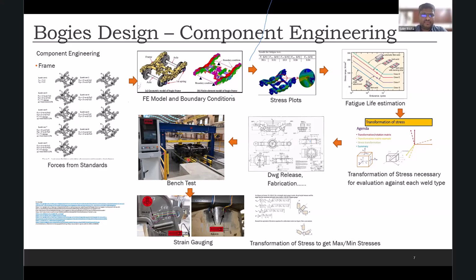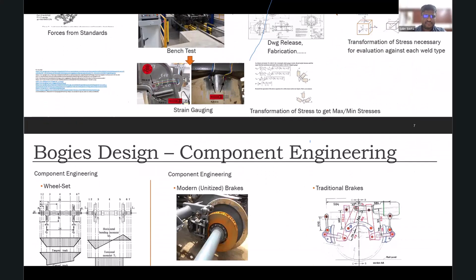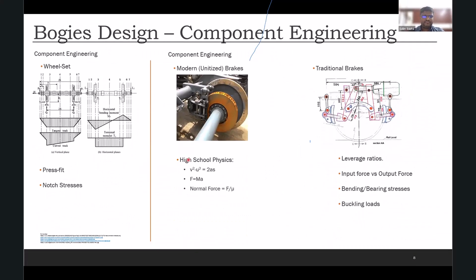So this is how a frame, for example, is designed. A bogie frame is designed, manufactured, tested, and commissioned. Okay. So I take one more example or two more examples here.